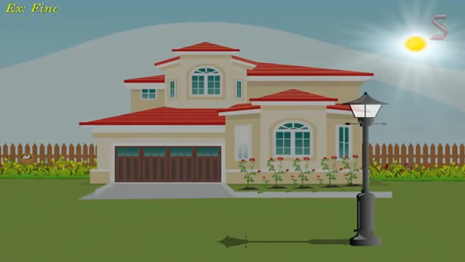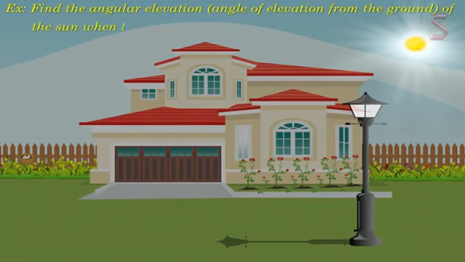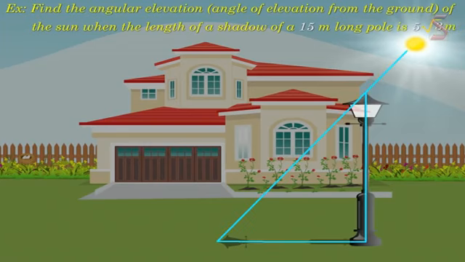Example 3. Find the angle of elevation from the ground of the sun when the length of the shadow of a 15 meter long pole is 5 root 3 meters. Solution. Let S be the point of the sun and BC be the pole. Let AB be the length of the shadow of the pole. Let the angle of elevation of the sun be theta. Given AB is equal to 5 root 3 meters and BC is 15 meters.